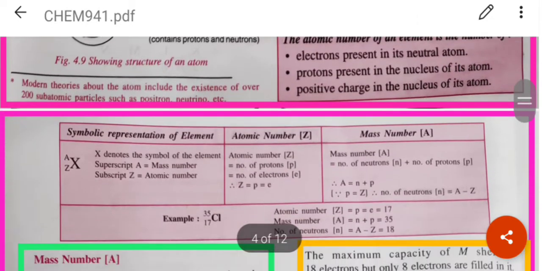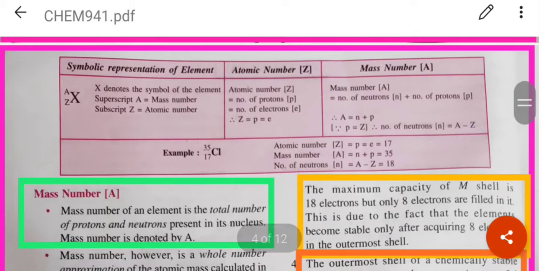Okay. Now let's see out here. Now suppose X denotes the symbol of the element. The superscript means the number which is written on the top side. Okay, that is called the superscript. So superscript A denotes the mass number. Subscript, which is written at the bottom. So the subscript Z denotes the atomic number.